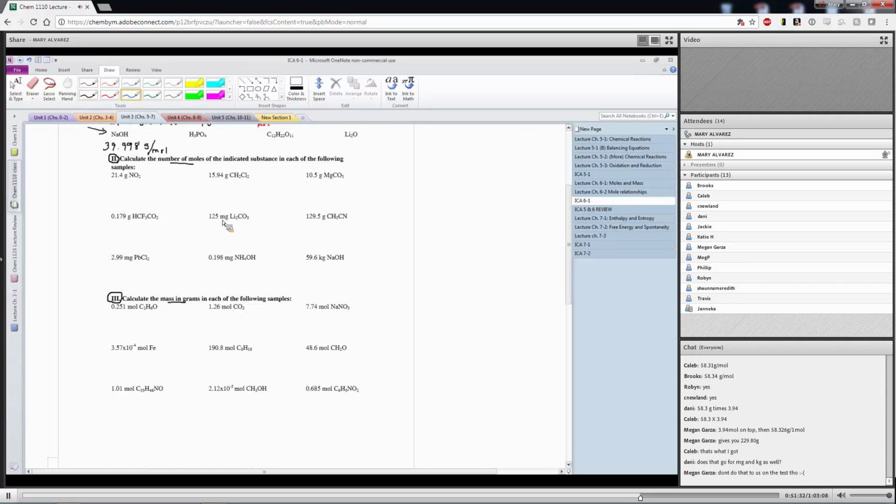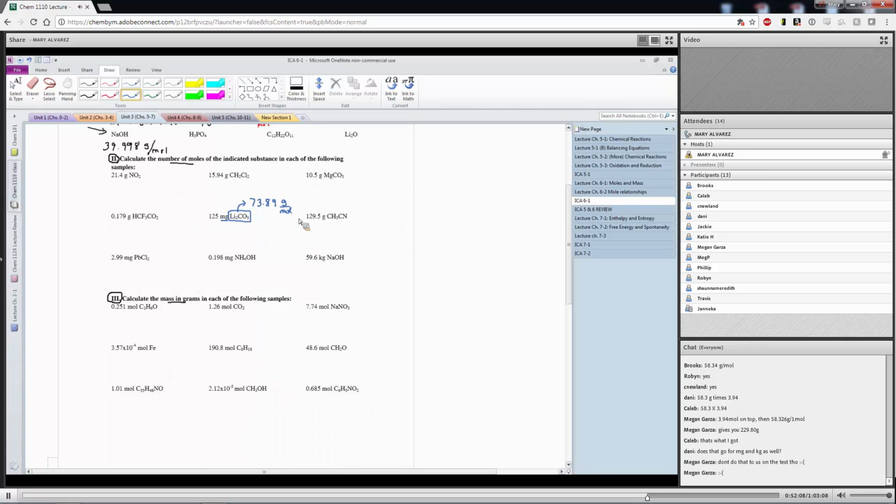So 125 milligrams of lithium carbonate, and I want to know the number of moles, right? So the first thing to do is to calculate the molar mass. I'm going to do this for you just to save time, but you guys know how to do this. It's what you did in section 1. I'm just adding up 2 lithiums, 1 carbon, and 3 oxygen atoms. And I find that this weighs 73.89 grams per mole.